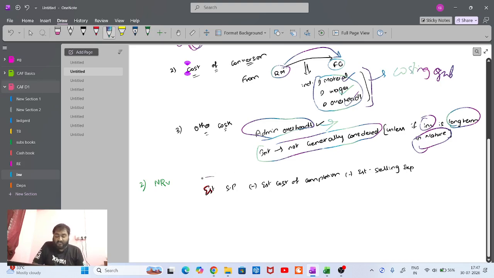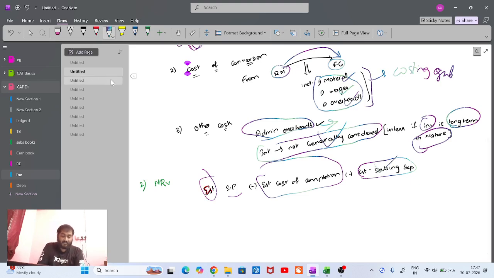NRV means estimated selling price. Means if you sell the inventory today, what could be the value of it? Minus estimated cost of completion, minus estimated selling expenses. Here general expenses, here selling expenses. Okay, other estimated values.